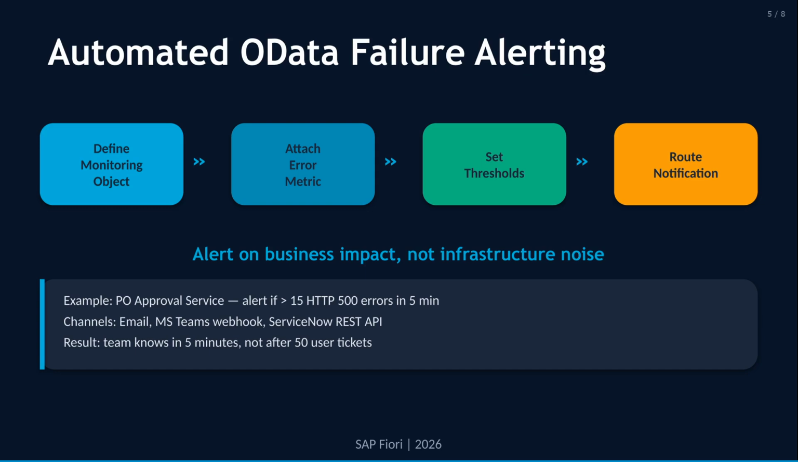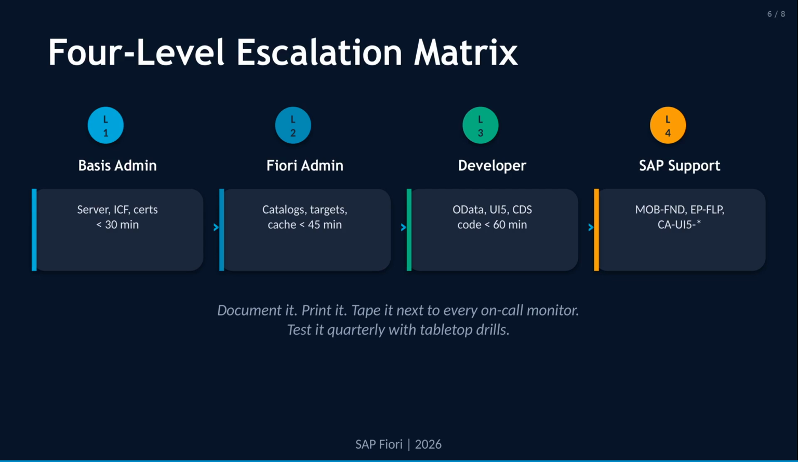Route that alert to your on-call channel, email, Microsoft Teams webhook, or an integration with ServiceNow via the FRUN REST application programming interface. The result is that your operations team knows about a failing OData service within minutes, not after 50 frustrated user tickets. Detecting a problem is half the battle. Routing it to the correct humans is the other half.